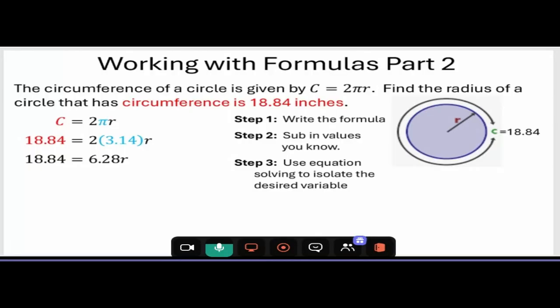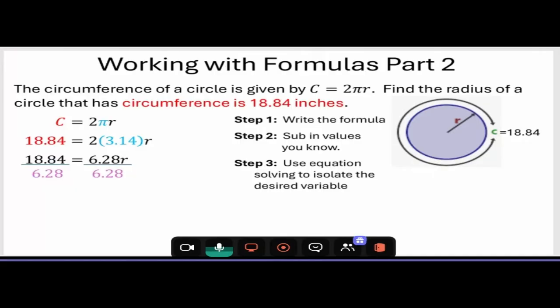And now we have what looks just like our regular old one-step equation. We want to get the r by itself. The r is not by itself right now because it is being multiplied by 6.28. So we divide both sides by 6.28 to get rid of that, because it'll cancel out like so, right? Achieving our goal, which is getting the r by itself, isolated. And whatever we do to one side, we have to do to the other.